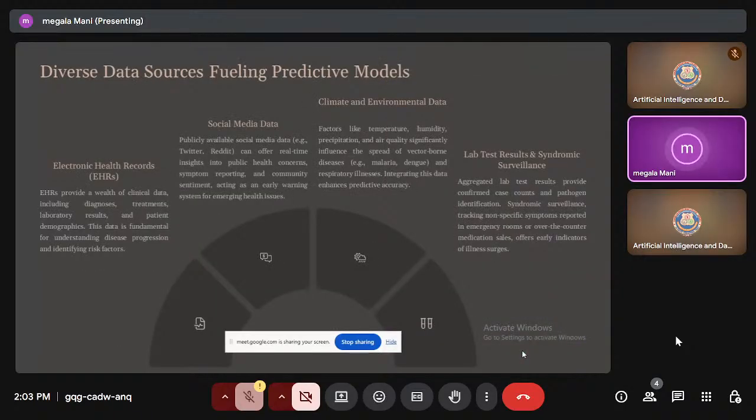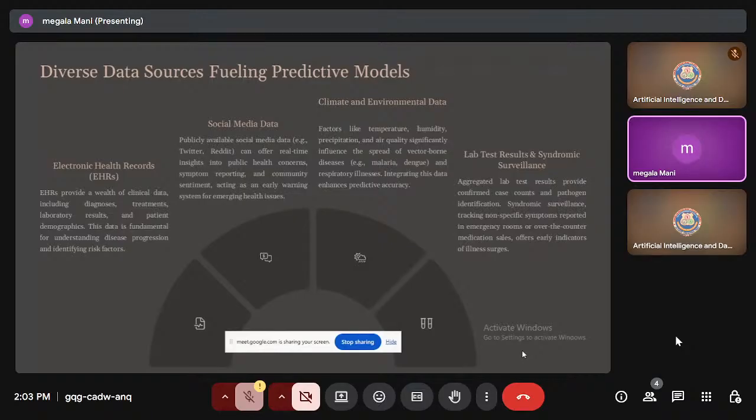In this transmission, we can look at the diverse data sources fueling predictive models. The first thing is electronic health records. They give a wealth of clinical data, including diagnoses, treatments, laboratory results and patient demographics. These are the things we use to understand disease progression and identify the risk factors.